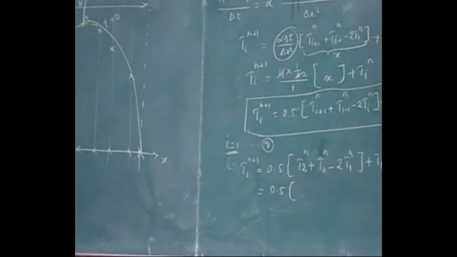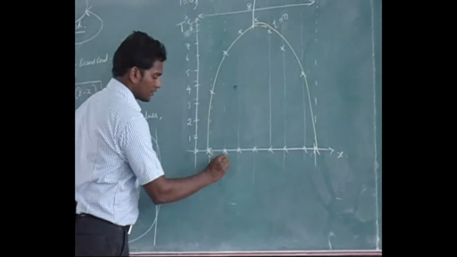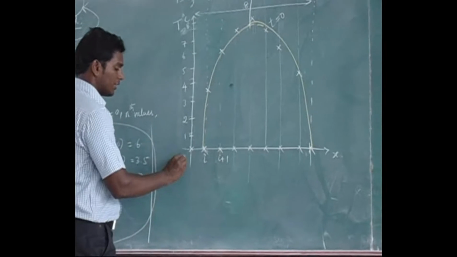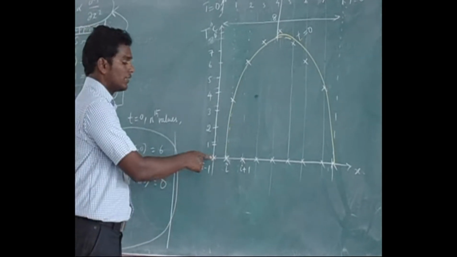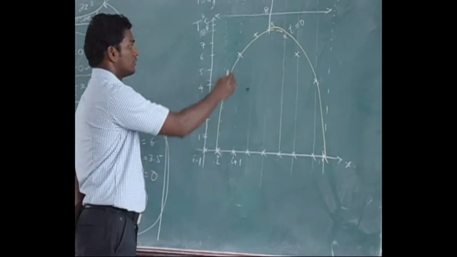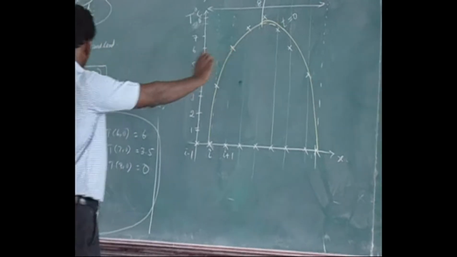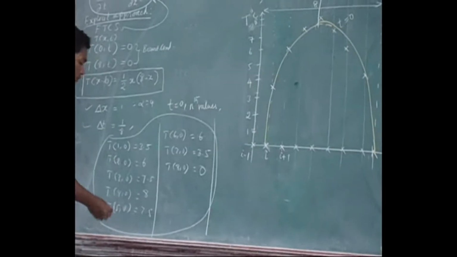So now listen. This is i point, this is i plus 1, this is i minus 1. The 0 temperature is 0. At i plus 1 we have a temperature 6.6. Okay, T2. So it is now T2.